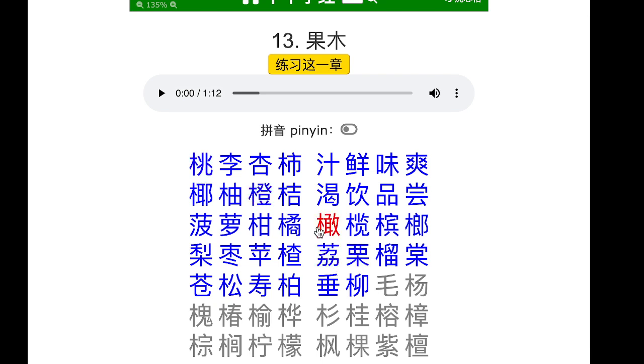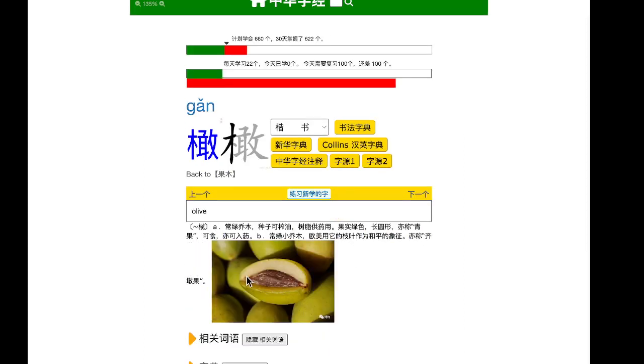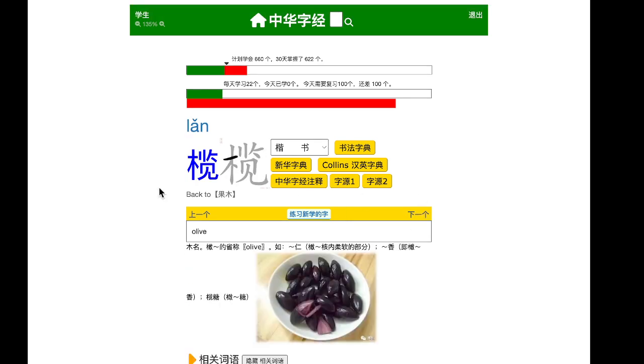Ganlan, olives. And I think I might have mentioned before that American football is called Ganlan Qiu because the football is kind of shaped like an olive. This on the right is also gan, and it means dare, like to dare to do something. And this one is lan. This one is also read lan on the right. The sound is the one that means look at or read.